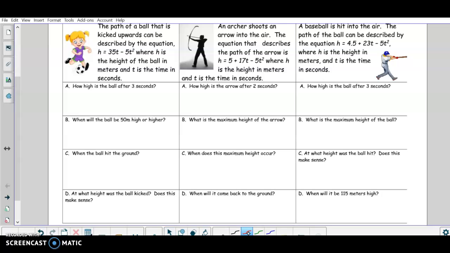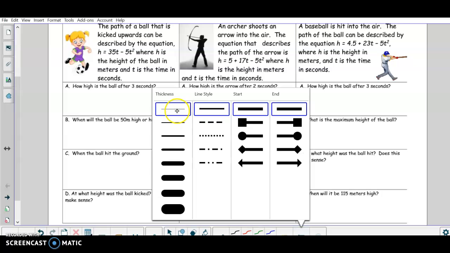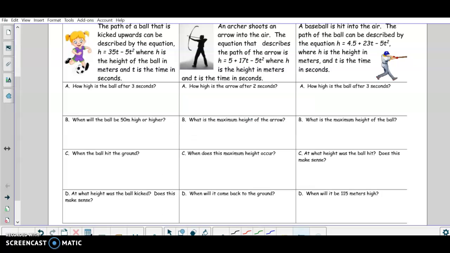This first question is talking about the path of the ball that is kicked upwards. We have our equation. H is the height of the ball in meters and T is the time in seconds. So you're going to want to have your calculator available so you can look at this. How high is the ball after 3 seconds? So remember, 3 seconds is T. So we can do this a couple of ways. We can put 3 in place of T in our calculator.